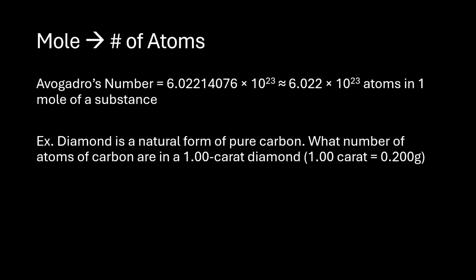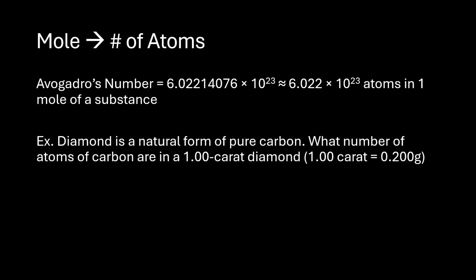So now let's go ahead and throw one more thing into the mix, and that's number of atoms. I've already mentioned Avogadro's number at the beginning of the lecture. And so Avogadro's number is 6.022140076 times 10 to the 23rd. It's a really, really big number. We simplify it by using 6.022 times 10 to the 23rd. And again, this is just a number that tells us how many atoms are in 1 mole of a substance.